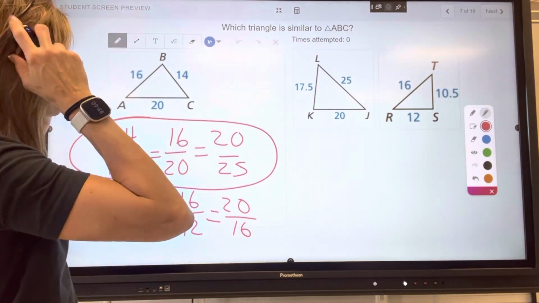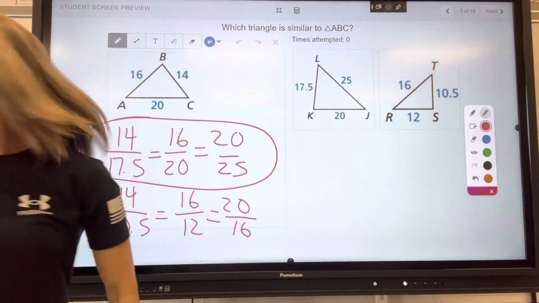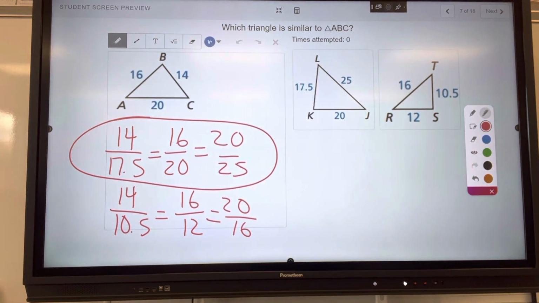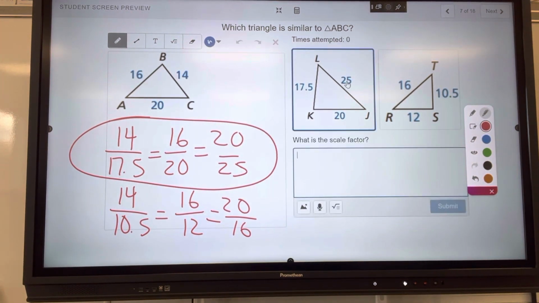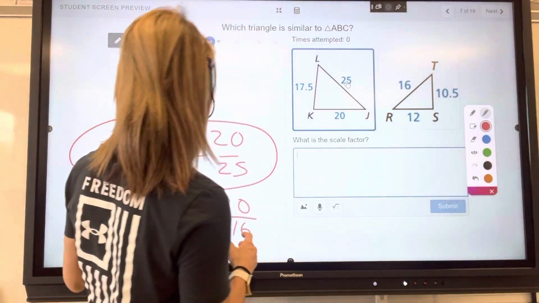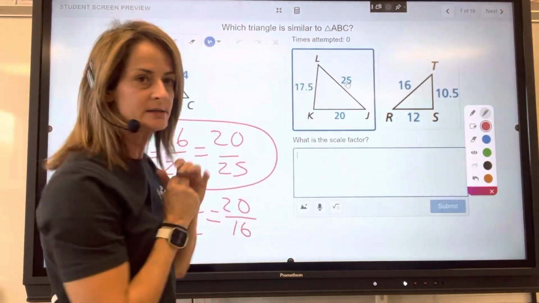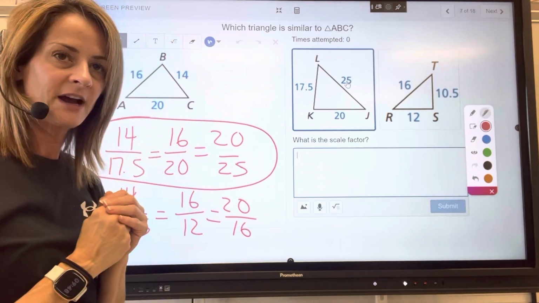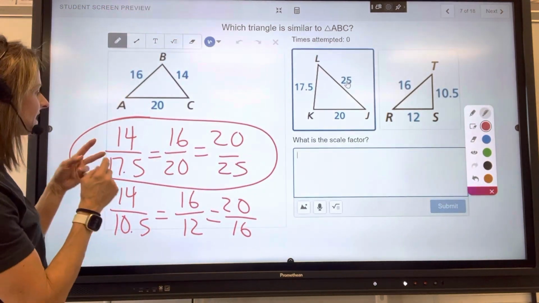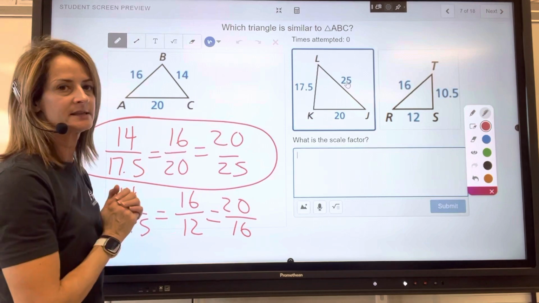So which triangle is similar to triangle ABC? I don't think I can select it there, but maybe I can select it on my computer here. Yes. Okay. Now it's asking, now that we have decided which two triangles are similar, what is the scale factor? The scale factor, you can take any of these ratios and simplify.